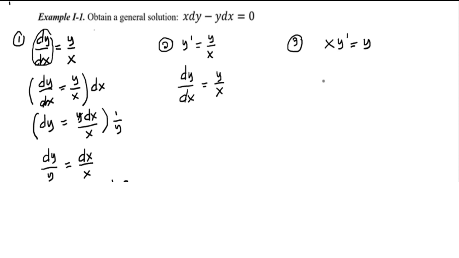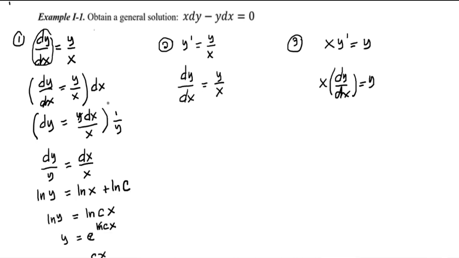Then, in this form 3, we can also substitute the value for y prime, that is dy over dx is equal to y. And for forms 3 and 4, you can just apply the methods that we have applied in form 1. And for all of these forms, we should have the same answer.